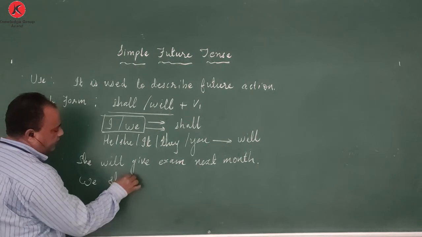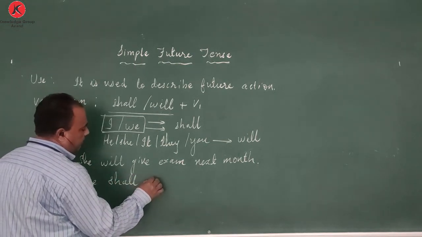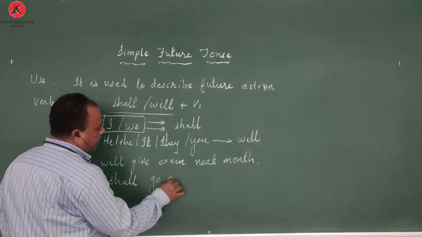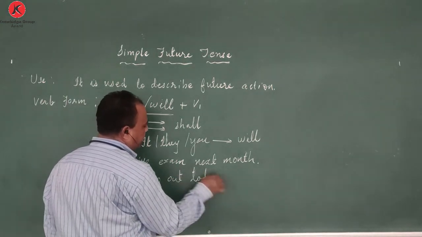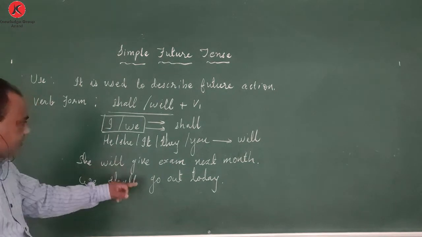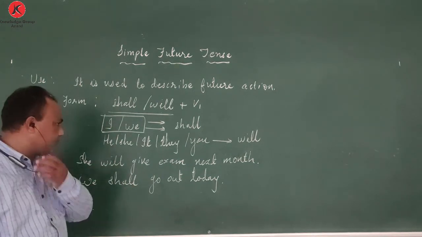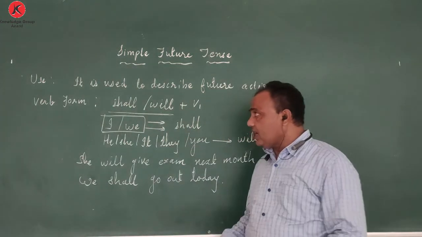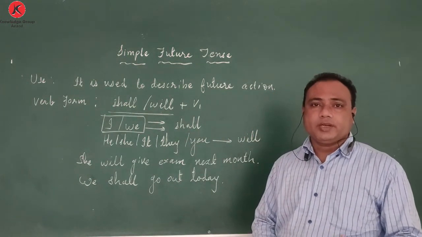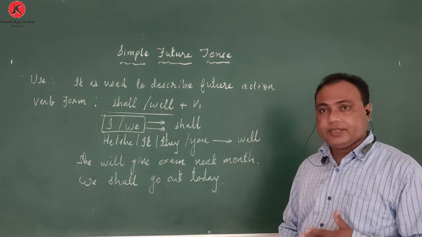We shall go out today. We shall go out today. Say, we give exam next month. We shall go out today. Planning to go out. So I know that you already know about future tense.